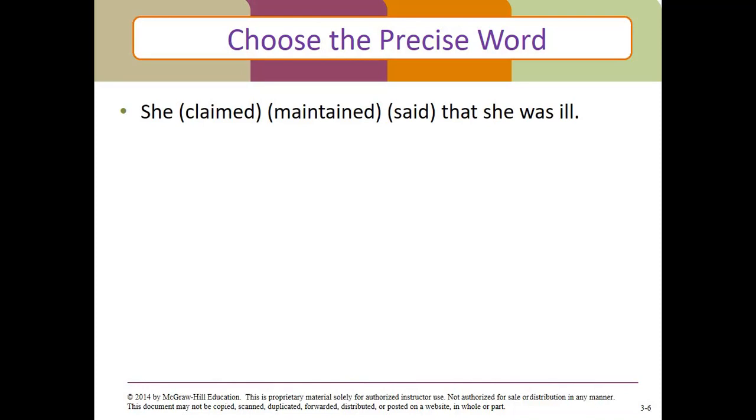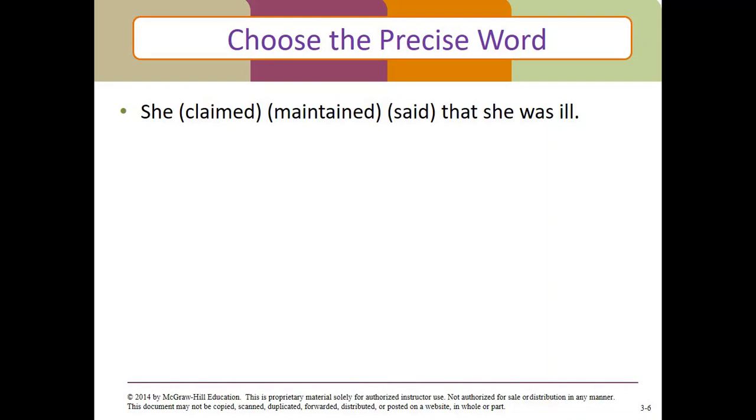In the meantime, try to choose precise words. So let's look at this example. Here you can say she claimed, maintained, or said that she was ill. Over here, said is the most appropriate word for this sentence. So when you choose your word, you should be very precise.